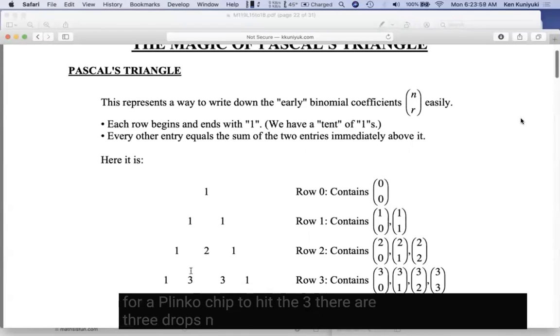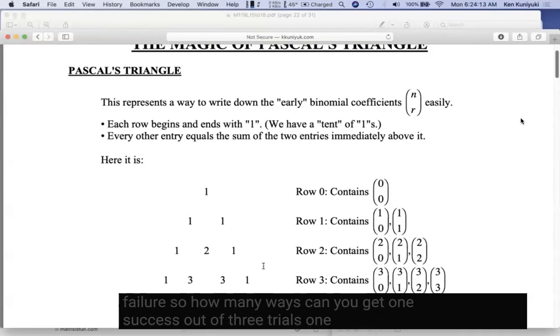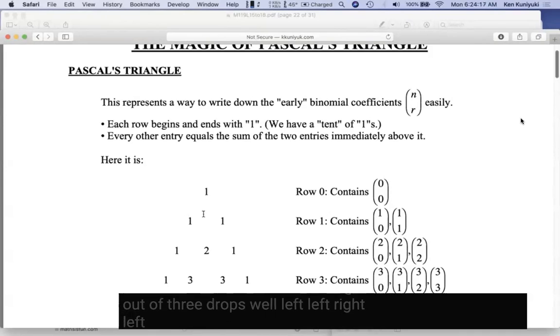There are 3 drops, n equals 3, drop, drop, drop. Okay, a right is a success, a left is a failure. So how many ways can you get 1 success out of 3 trials? 1 right out of 3 drops? Well, left, left, right, left, right, left, and right, left, left. 3 choose 1 is 3.